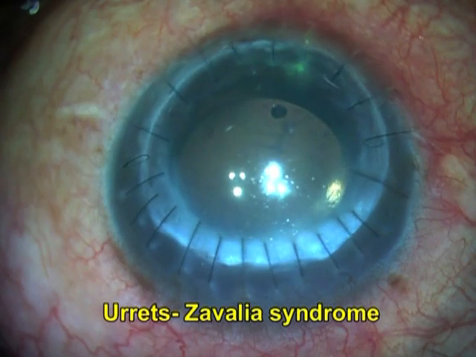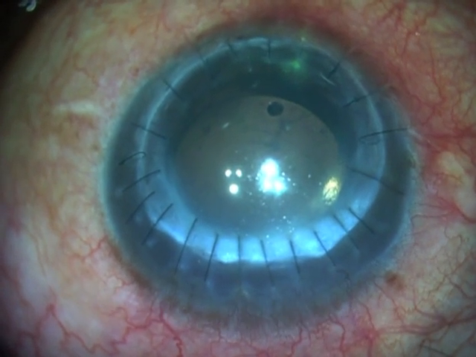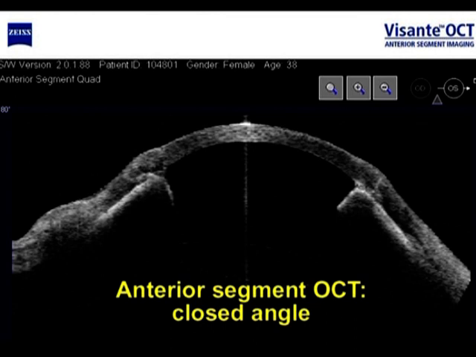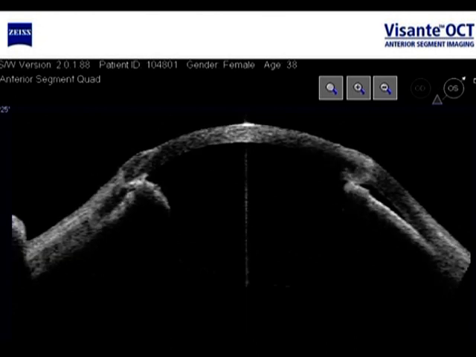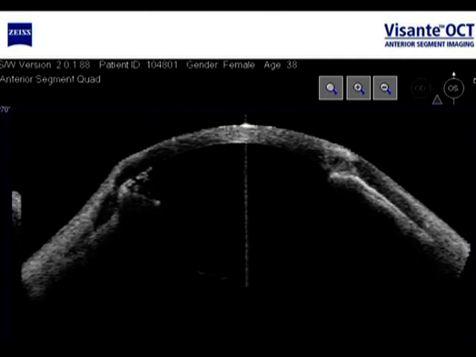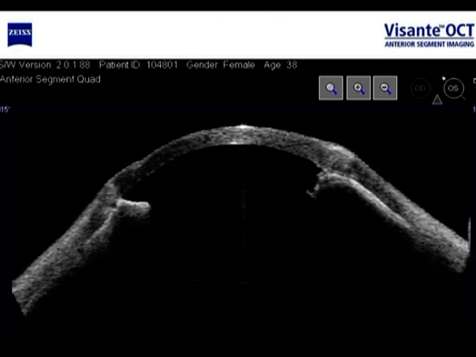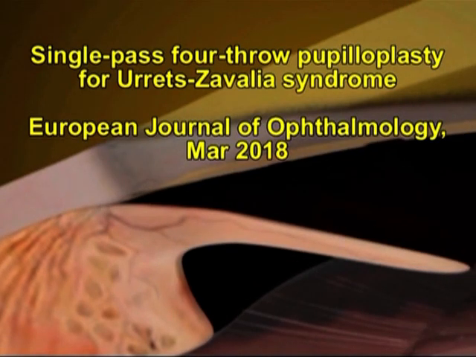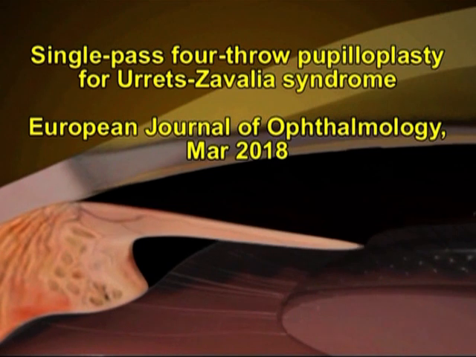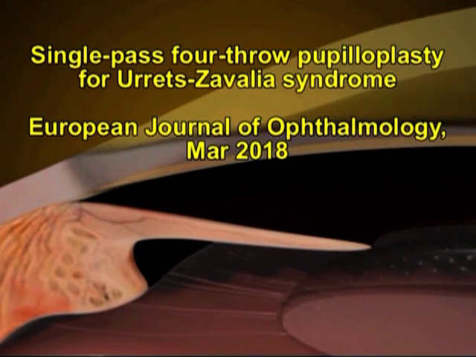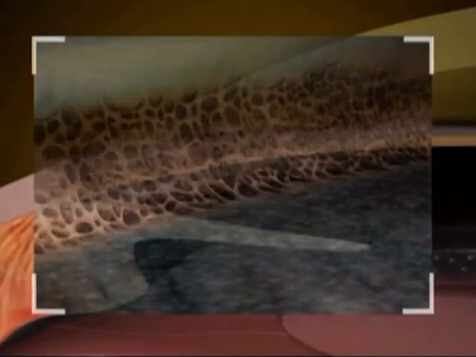Following penetrating keratoplasty, a closed-angle glaucoma can occur due to Urrets Zavalia syndrome as seen in anterior segment OCT. The intraocular pressure is very high with medication not helping. The solution is to open the angles by pulling the iris structure and then suturing the pupil together, thus making the angle go from closed to open.